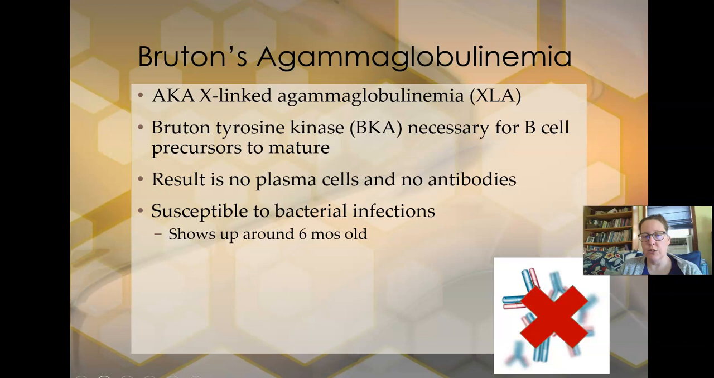Then you have Bruton's agammaglobulinemia, also known as X-linked agammaglobulinemia, or XLA. You have the Bruton tyrosine kinase enzyme, which is necessary for B cell precursors to mature, and that is not there. So that results in no plasma cells and no antibodies, and that means a really bad immune system. They are susceptible to bacterial infections, because those are extracellular pathogens, and you fight them with antibodies, and antibodies aren't there. This one shows up around 6 months old.